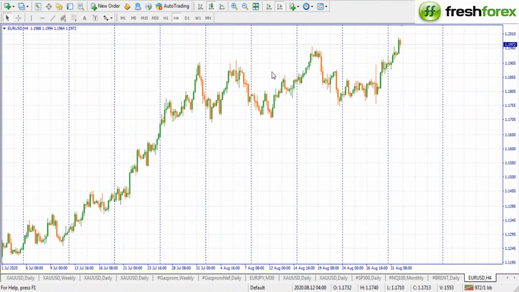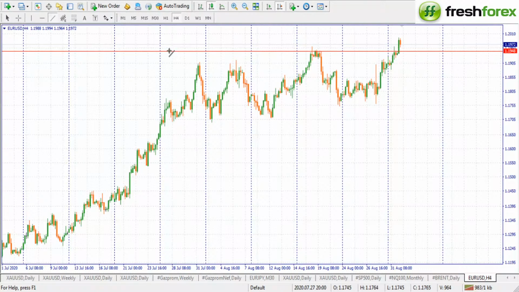EUR/USD so far, the previous 4 hour candle, which is this one, actually broke above a major resistance. We have a resistance level here. This is a very good resistance. Other than that, we do have a trend line here. So it looks like the price has gone above a major resistance, but is still within a resistance trend line.